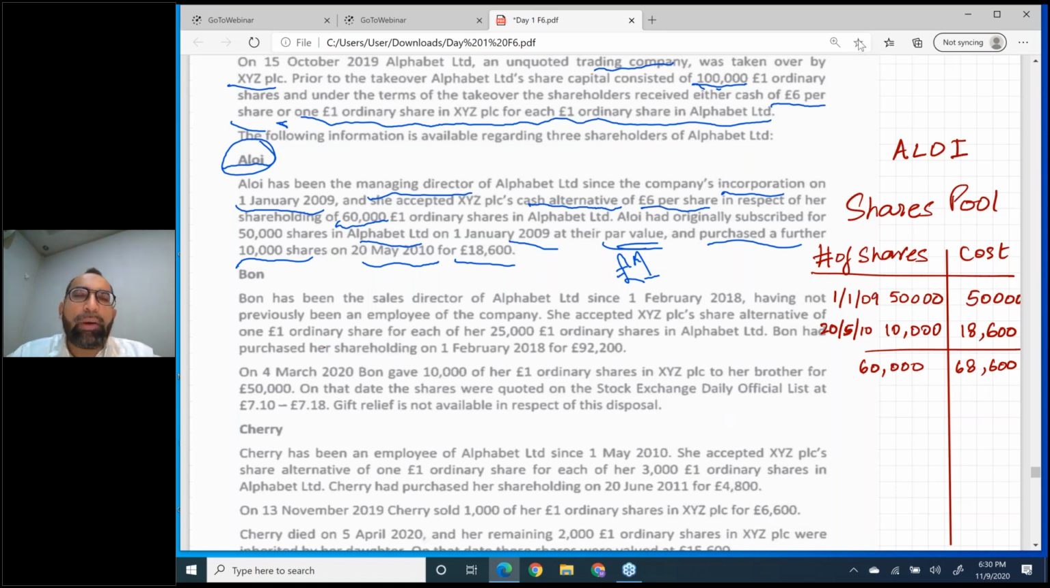Now this lady will dispose of all these shares at the rate of takeover. Why? Because it is written she accepted the cash alternative. The cash alternative means she took cash and gave away the shares. So it is a disposal from her point of view. Okay, just giving you 30 seconds to analyze.